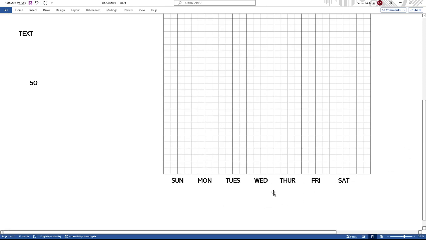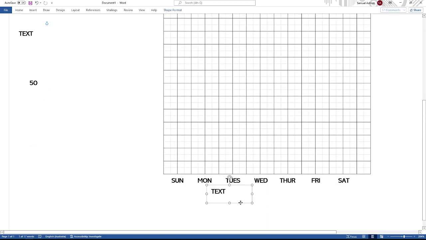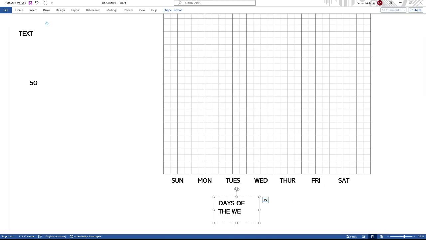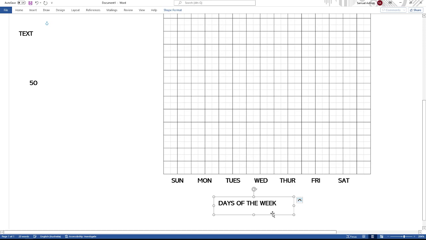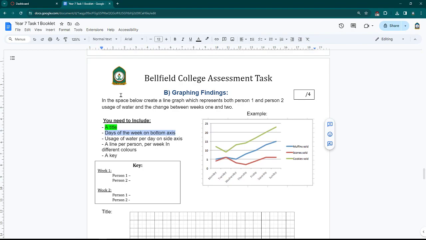And we also need to label that. So what I'm going to do is drag this down. And I'm actually going to tell you what this is, even though it's pretty obvious. Days of the week. See, just like that. Underline it. So already that's looking good. Then I've done my days of the week along the bottom axis. Check. Usage of water per day on the side axis.